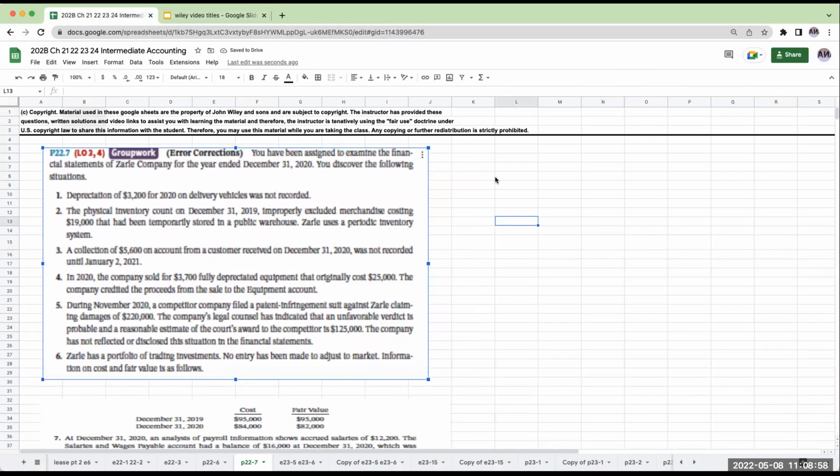Whoa, that sounds like a character from the Planet of the Apes. For the year ended December 31st, 2020, you discover the following situations. Is that Jim Tanning and Laundry? Is that Mike Sorrentino? I don't know.